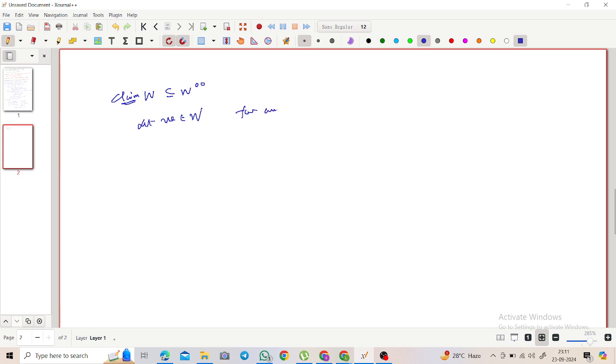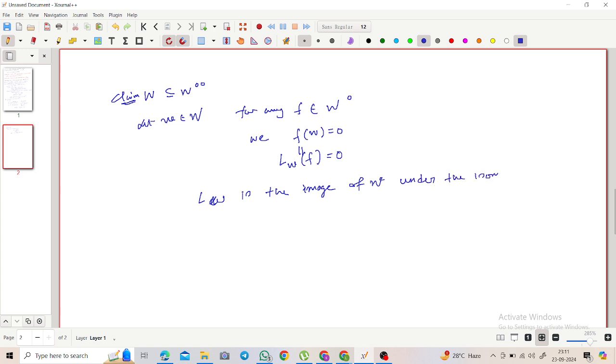For any f that belongs to W naught, we have f(w) is 0, right? But if w is nothing but L_w of f, it is also 0, where L_w is the image of W under the isomorphism alpha to L_alpha, right? So W is contained in W naught naught.